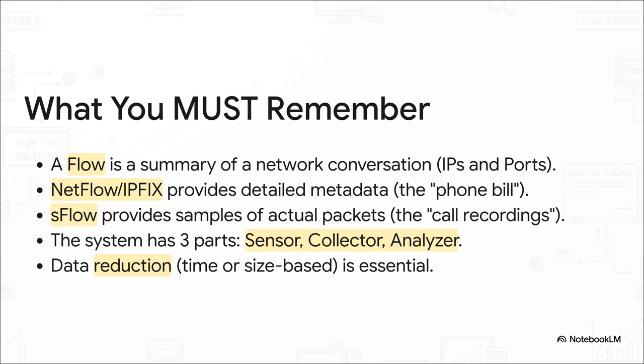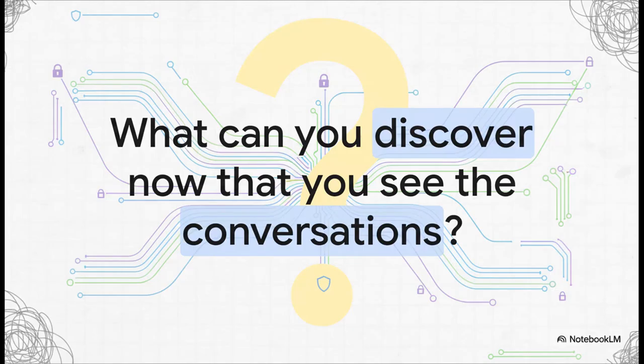4. The system has 3 simple parts: sensor, collector, analyzer. And finally, number 5, you have to have a data reduction plan either based on time or size because storage is always limited. So, I want to leave you with this question to think about.